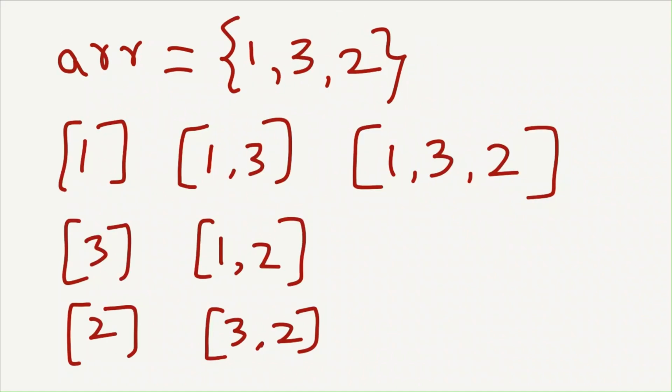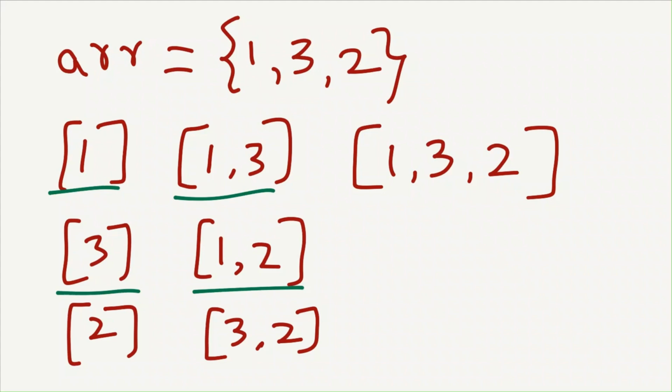So how can we solve this problem? The basic approach is to generate all the subsequences like this, and out of these subsequences we have to find the length of each subsequence in strictly increasing order and calculate the maximum out of this length of the subsequences. We can simply achieve this by recursion.